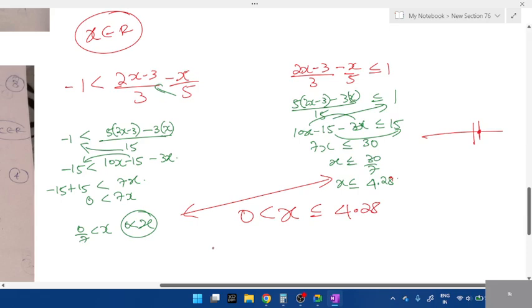Okay, next. X belongs to real number. So you have to write solution set like, what happens to minus 15 if it goes to the other side? 15 plus 15 is 30. Is it clear?